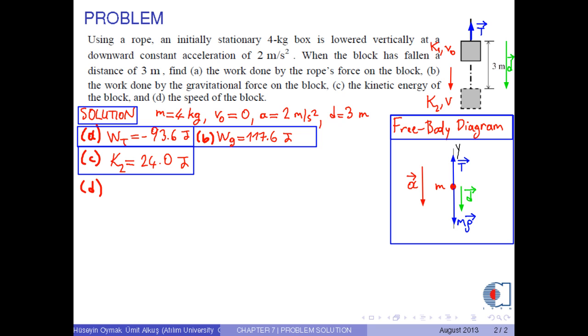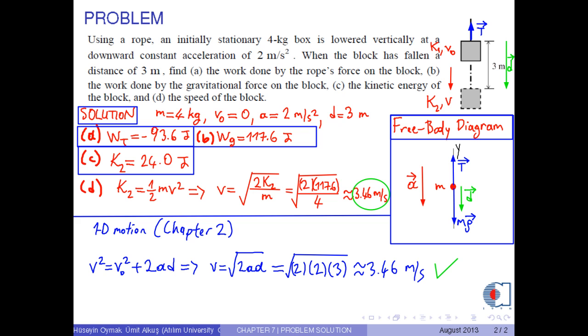D. Find the speed of the block. Here we can use the formula for the final kinetic energy, K2 equals 1 over 2 times m times v squared. Then the expression for the final speed becomes, with the numerical values, we obtain 3.46 meters per second. Note that since this motion is an example of one-dimensional motion, we could use this formula to find the final speed.